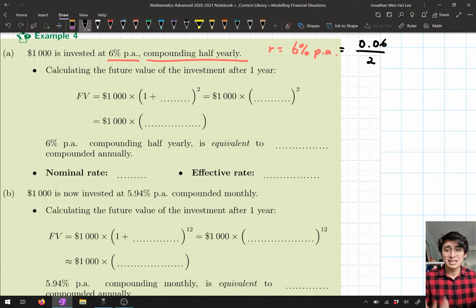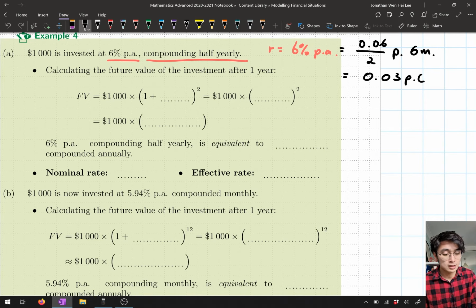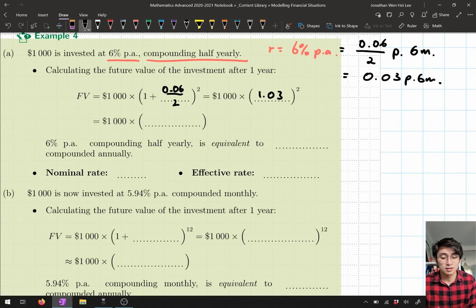0.06 divided by 2, because it's 6% being divided into 2 half years. So that's my per 6 months interest rate, which is 0.03 per 6 months. And so for my formula, it's going to be 1 plus 0.06 over 2, and that's just 1,000 times 1.03. When I evaluate what's inside the bracket, it's just going to be 1.03.